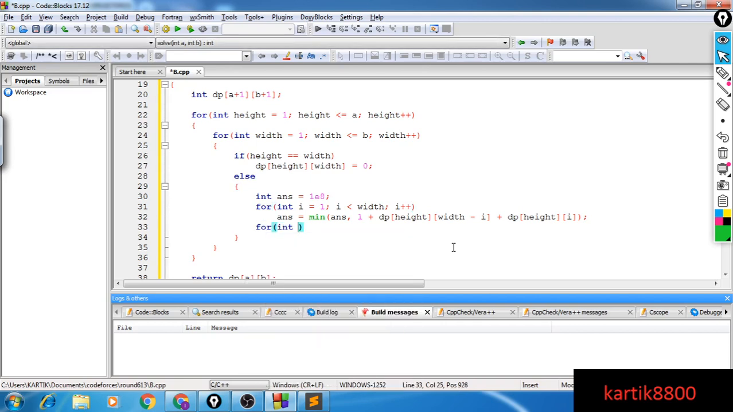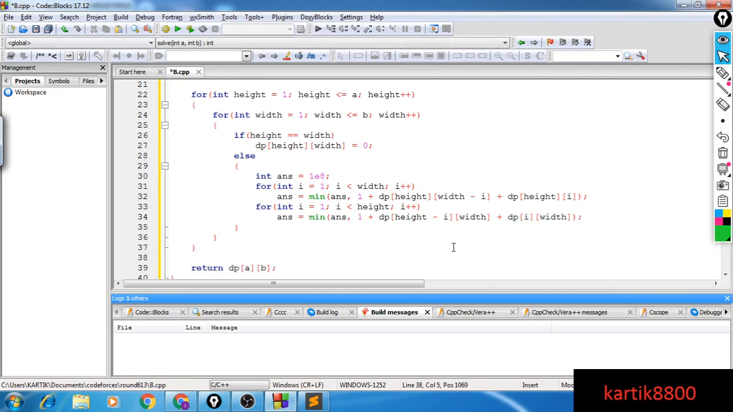Now I'll try all the possible horizontal cuts. Since I'm making a horizontal cut, my height is going to change. Height will become height minus i. Width will remain the same. One part of the height is equal to height minus i, the other part is i, and width still remains the same. At the end, return the answer. That's it. It should hopefully work.